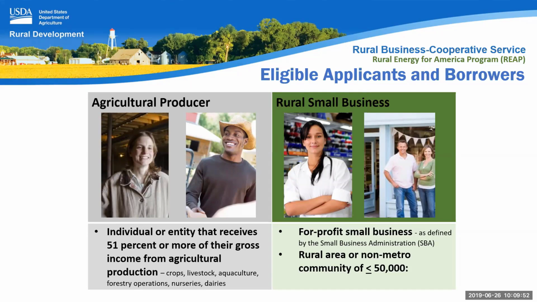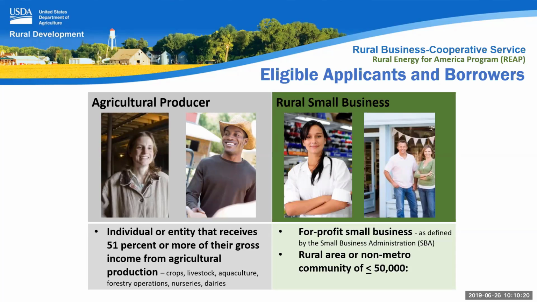Under the REAP program, there are two types of eligible applicants. The first one is an agricultural producer. We define this as an individual or entity that receives 51% or more of their gross income directly from agricultural production. So this can include crop production, livestock, aquaculture, nurseries, dairies, any kind of forestry operations.